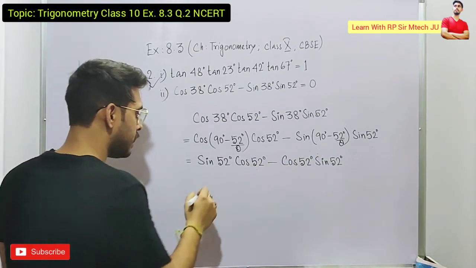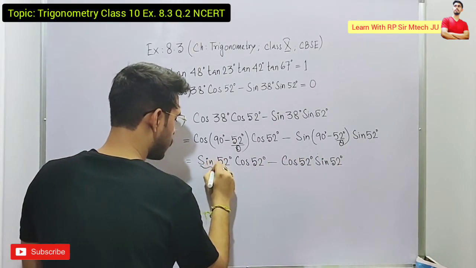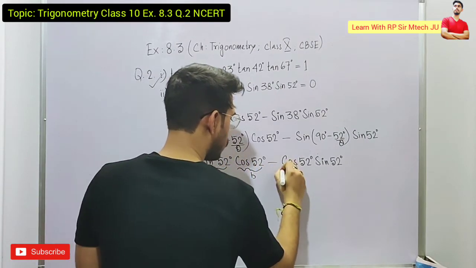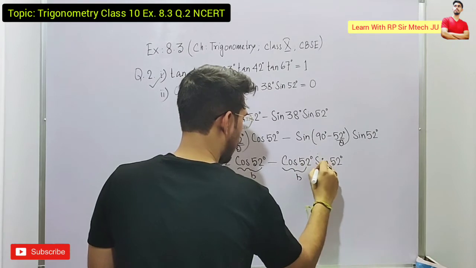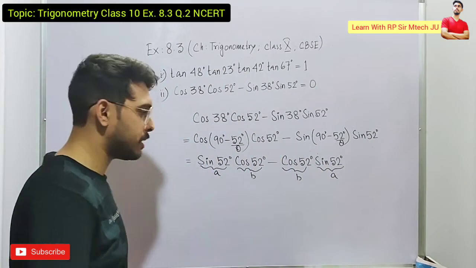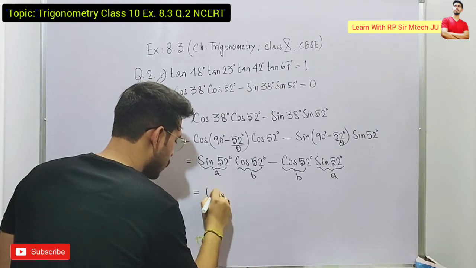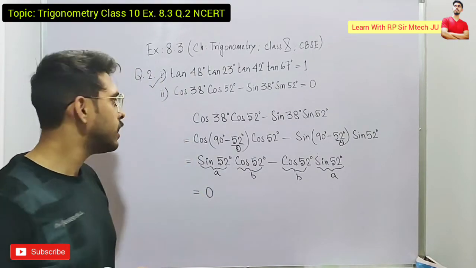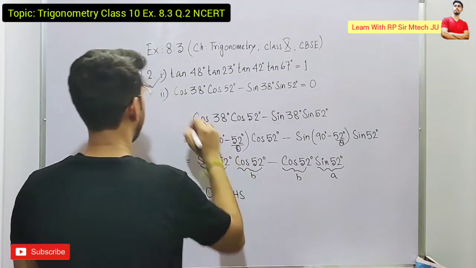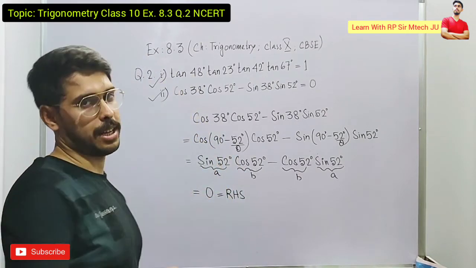It's very clear. If you take sin 52 as A and cos 52 as B, so we also have here B and A. So basically this is AB minus AB only. So the result is giving us 0. Right? So that is also equal to RHS, which is the verification of the second question.